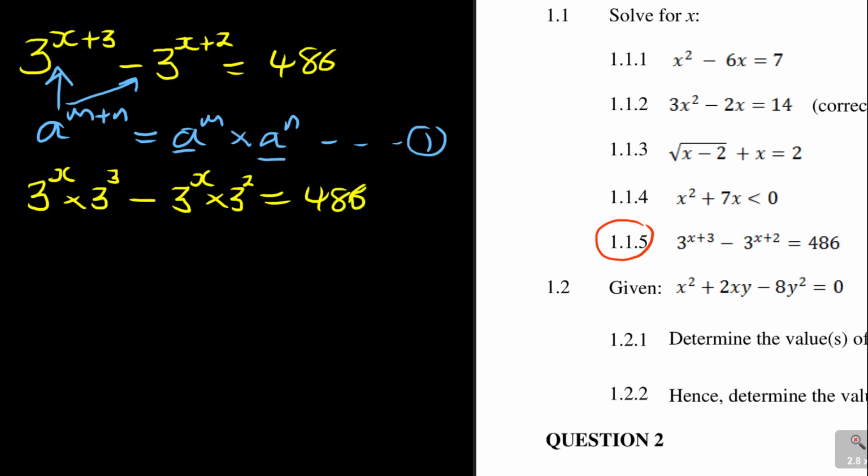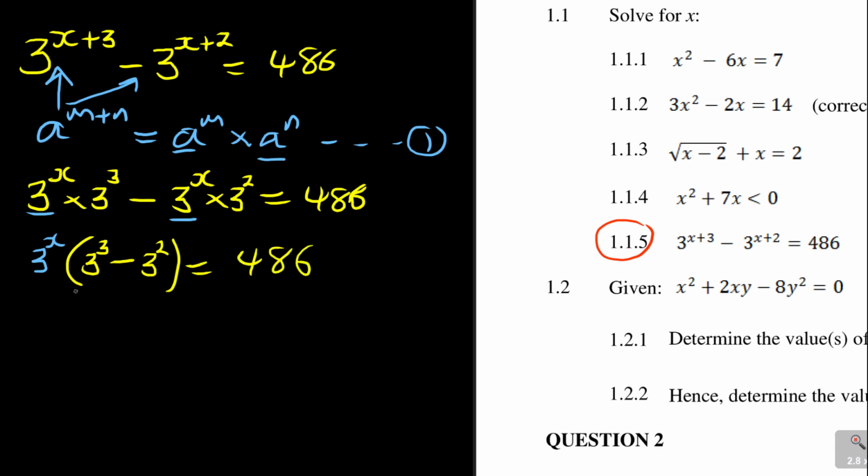So let me take that back. So I said I'm factorizing what? 3 to the power of x. Let me use a different color so that it can make sense to you. I'm taking out that 3 to the power of x there and there. So what do I have inside the bracket? Remember, it's like I'm cancelling that. So what do you see? I'm left with 3 to the power of 3 minus, again I'm cancelling that, I'm left with 3 to the power of 2. I think that's what I'm having. This is equal to 486.